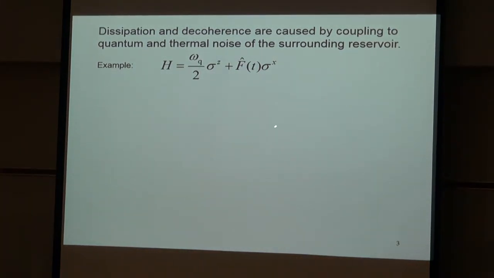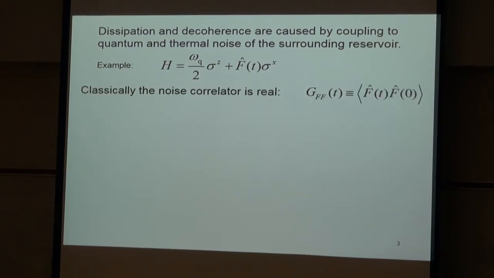So let me start with this: dissipation and decoherence is caused by coupling of your nice quantum system to some bath, some set of degrees of freedom that you don't have control of. Here's a toy example. I have a qubit with a splitting frequency omega q, and then a noise coupling to the bath, which can cause T1 processes, where the qubit can flip from up to down and down to up. Think of it as, if this were a harmonic oscillator, like a force. And the noise correlator for that force classically is, of course, real.